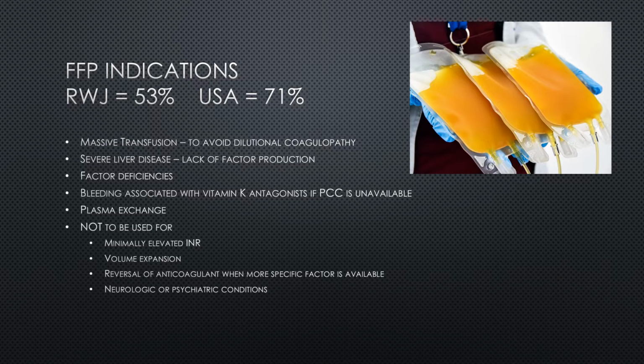FFP can be given in severe liver disease. When the liver doesn't work well, factors aren't produced, so we can give them artificially via FFP. We can give FFP for several different factor deficiencies. That's where the factors live, is in the FFP.